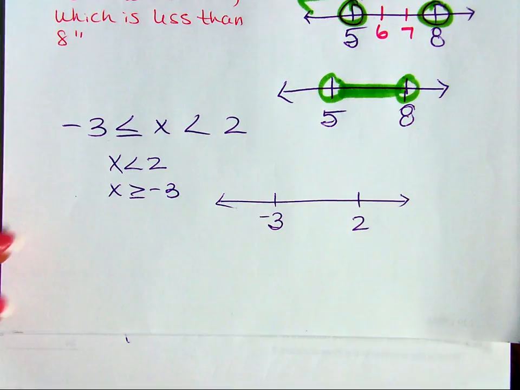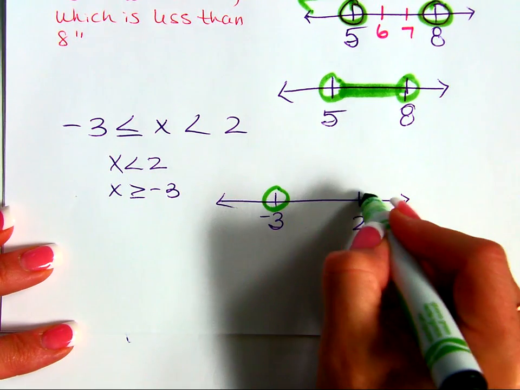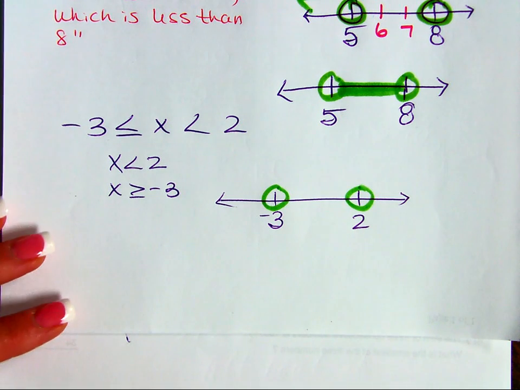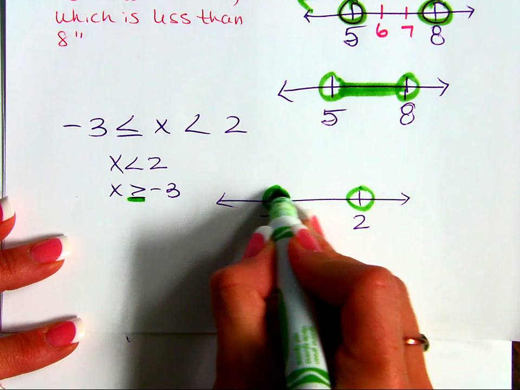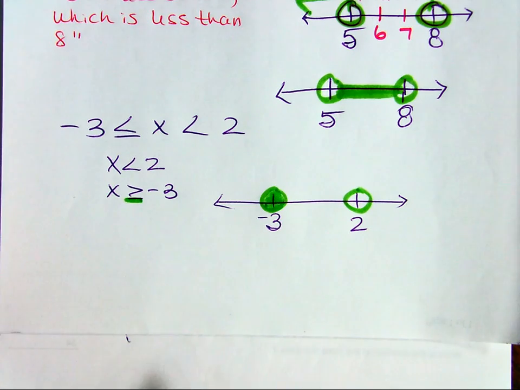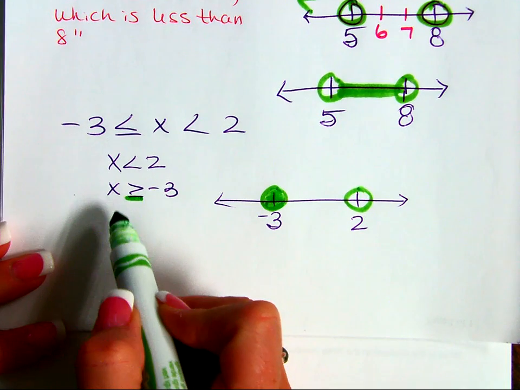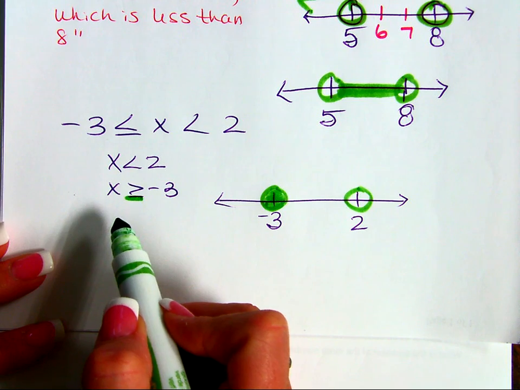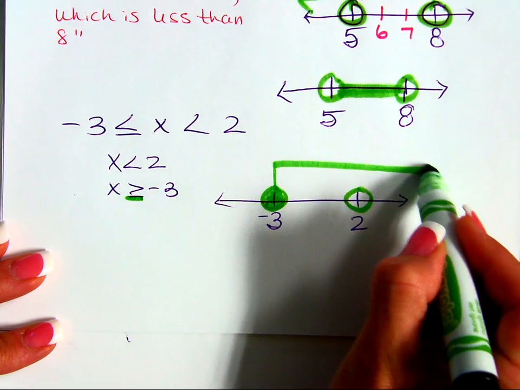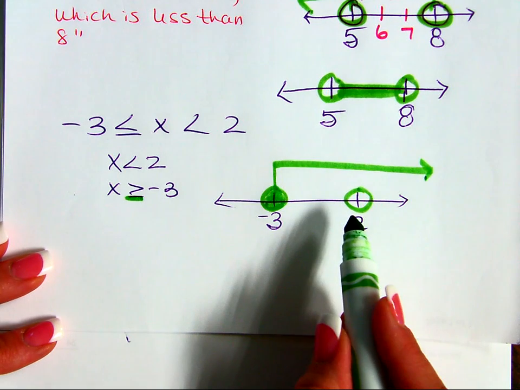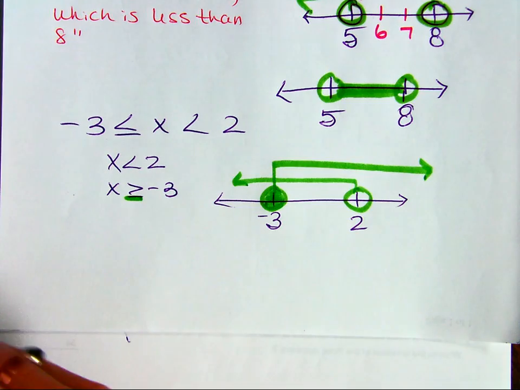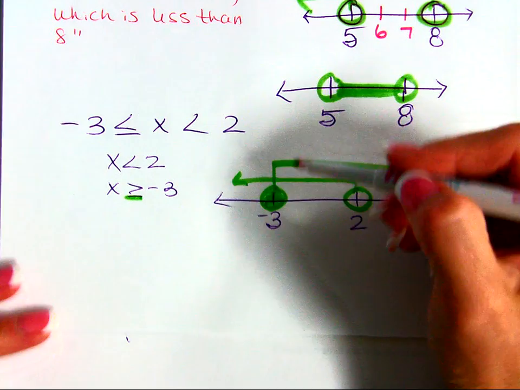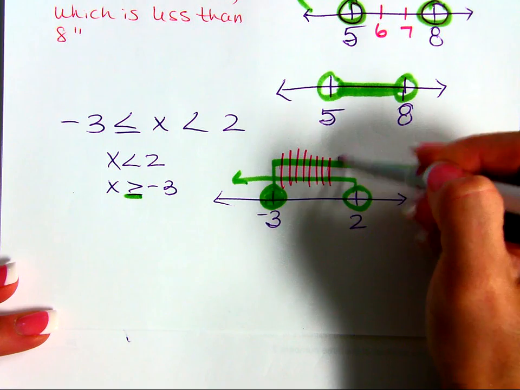-3 is to the left of 2. Put your circles. Are you going to color one of them in? Yes. Which one? Because that gets colored in. It can include -3. Where are the numbers on this number line greater than -3? To the right. Where are the numbers on this number line less than 2? To the left. Where is your overlap?